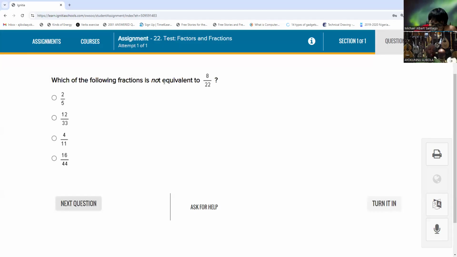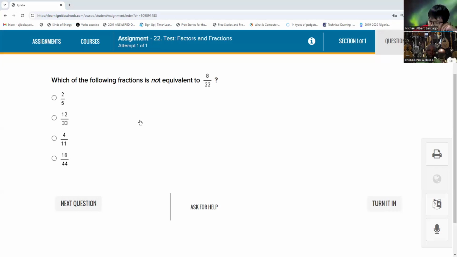Which of the following fractions is not equivalent to 8 over 22? How do we know whether it is equivalent or not? Okay, let's check it. The last one, if you divide by 2, you have 8 over 22. Then the remaining ones, we have to check by changing them to decimal, okay? So 8 divided by 22 gives us something around 0.36.